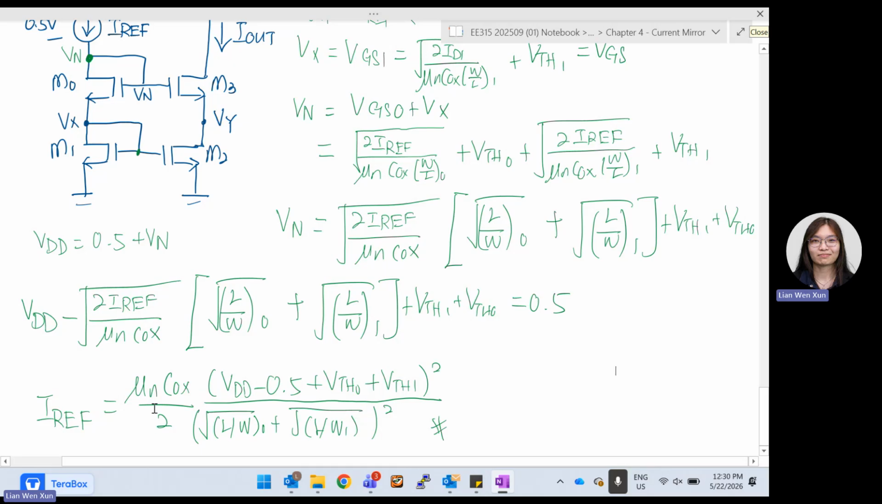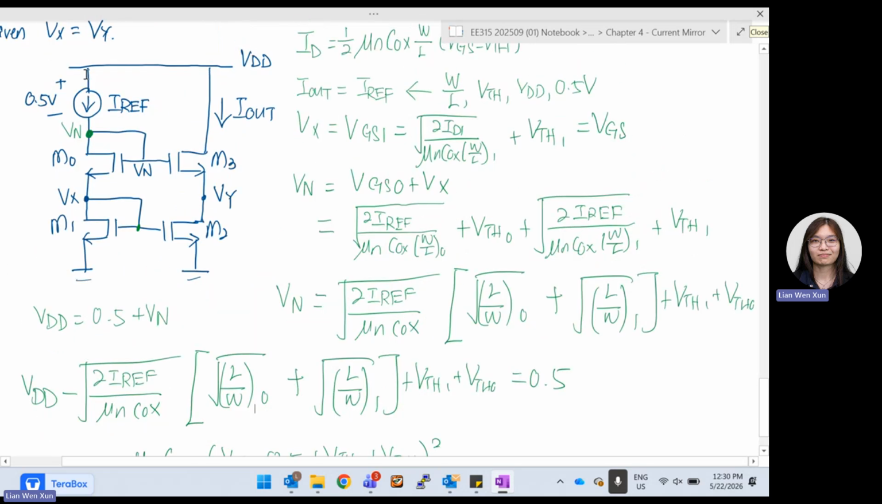So IREF is equal to, you can see mu n C ox over 2, derived from here, and then VDD minus all this VTH, and then because here got square root, so here I square it, divided by L over W. Okay, so this is the whole term to find out what is the IREF.